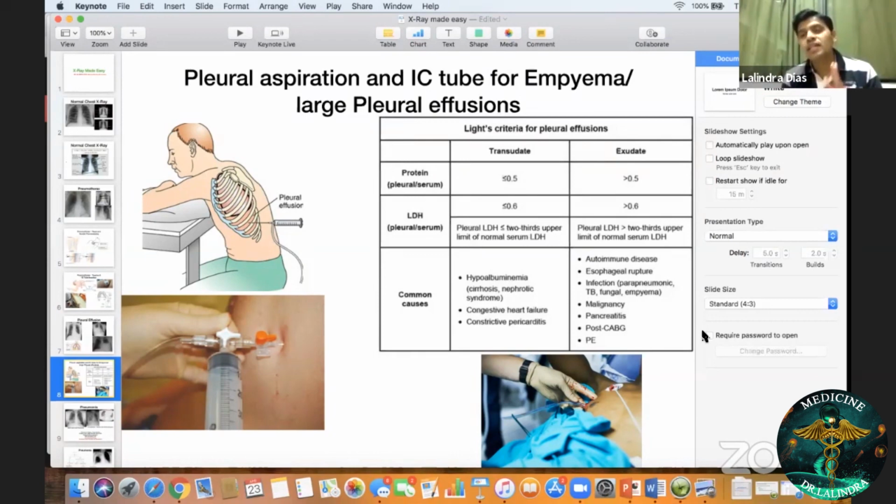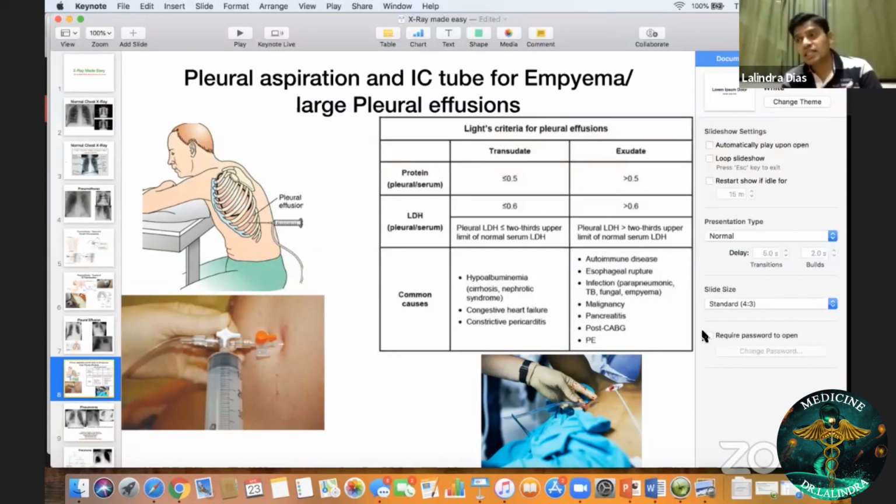All right. So what are these blood-stained pleural effusions? Number 1, lung malignancy. In lung cancers, you get a blood-stained exudate type of pleural effusion. Then pulmonary embolism. So pulmonary embolism causing pulmonary infarctions, you get blood-stained pleural effusion, right? Then the third one is chronic asbestos exposure causing mesothelioma. So mesothelioma also causes a blood-stained pleural effusion.